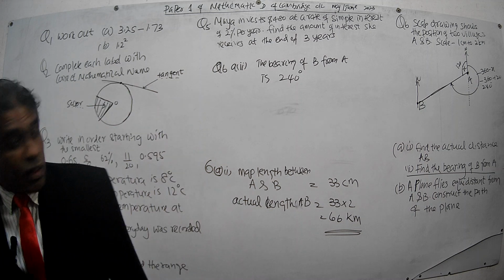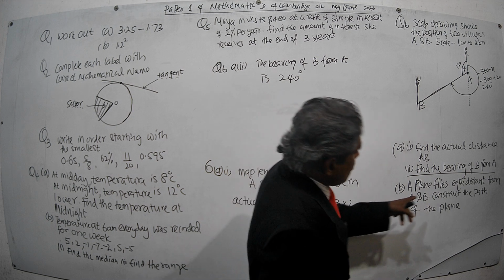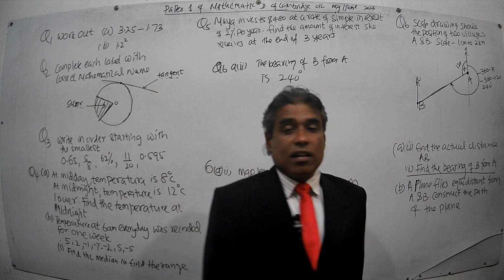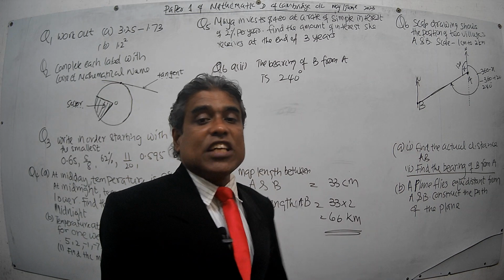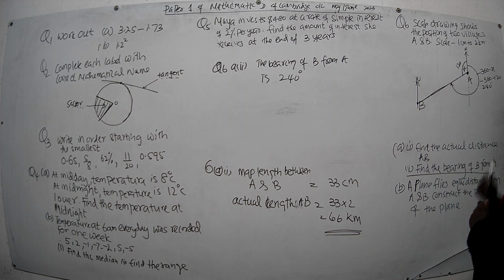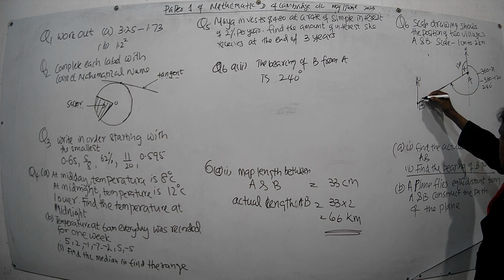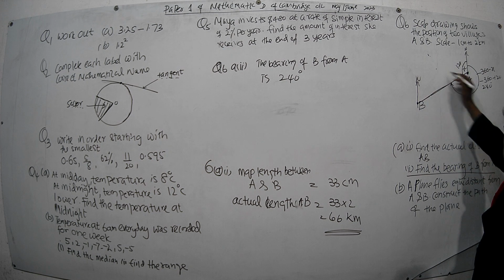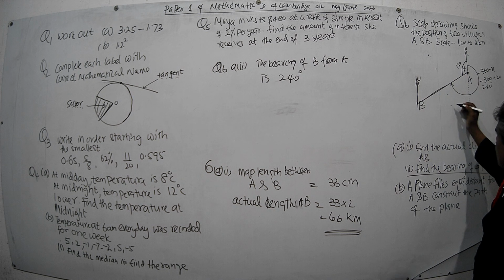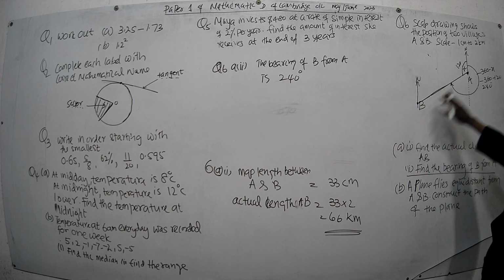Next part. They say a plane flies equidistant from A and B. Construct the path of the plane. The distance from the plane to A always equals the distance to B. So it must be the perpendicular bisector of the line AB.